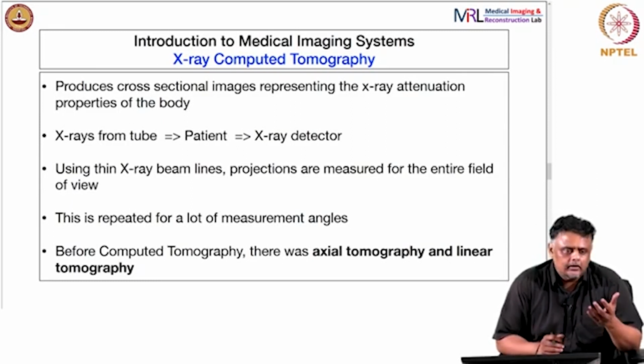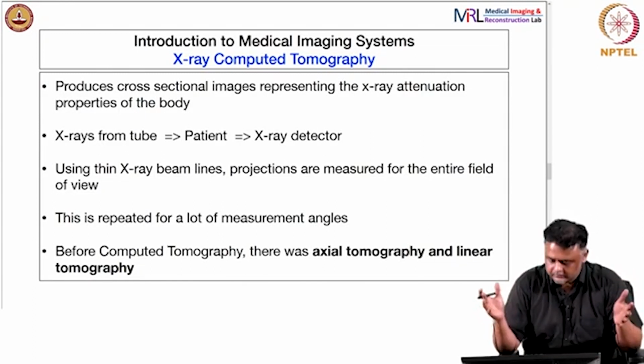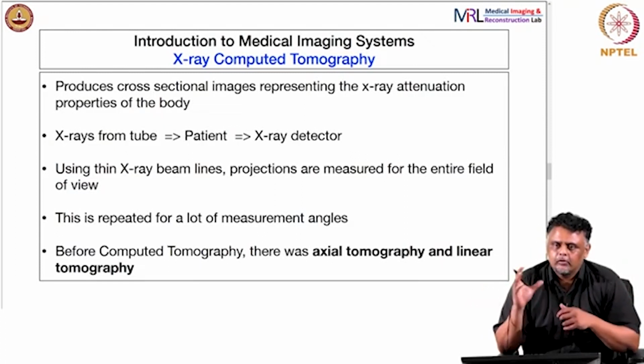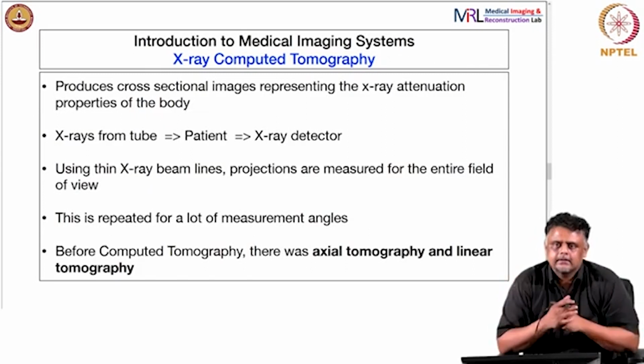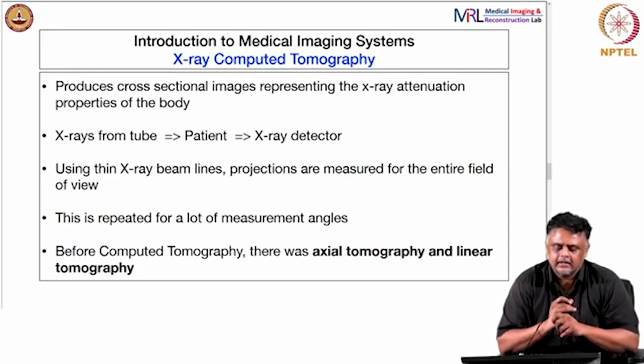So, let us say if you have done a chest X-ray before, you typically are required to stand in front of the detector. But instead, think of yourself on a rotating table, and every time you rotate it by, let us say, half a degree, a projection image is taken. Okay. So, that is the typical image acquisition process here.